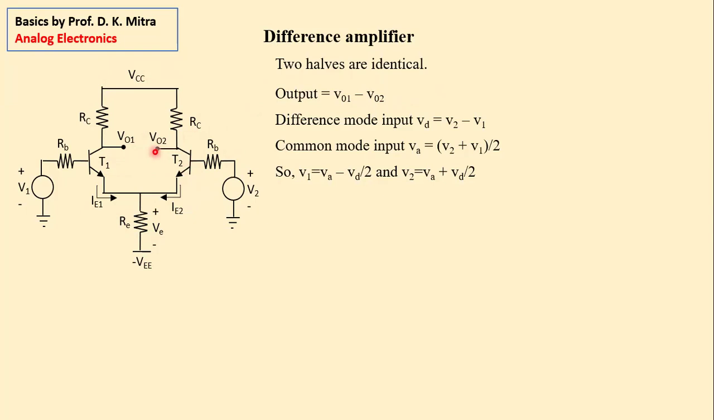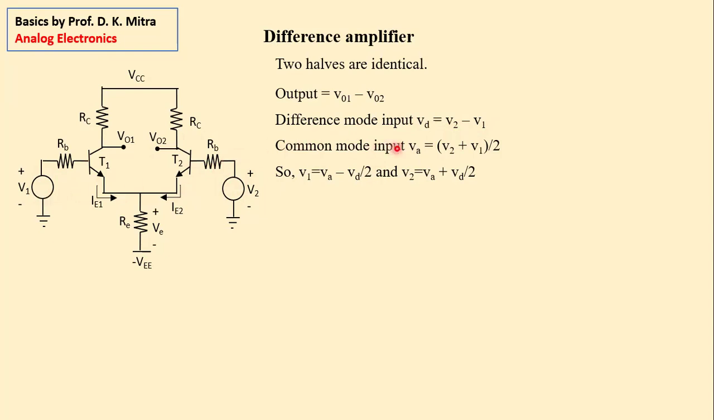And this is V2 and this is V1, the 2 different inputs. And there is a nomenclature. The difference mode input, VD, is input V2 minus input V1. This is a legend, you can say. Input V2 minus input V1, we call it a difference mode input. Say this is 4 volt, this is 3 volt. Then difference mode input is 4 minus 3 equal to 1 volt.